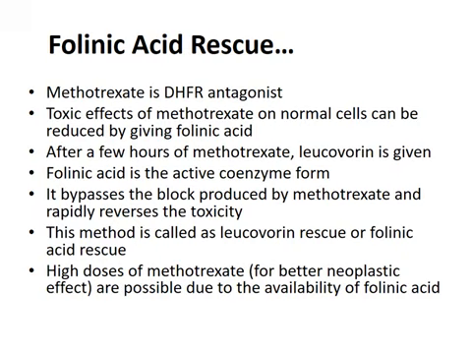To put it in text, methotrexate is a dihydrofolate reductase antagonist. The toxic effects of methotrexate on normal cells can be reduced by giving folinic acid. After a few hours of methotrexate, leucovorin is given. Folinic acid is the active coenzyme form. It bypasses the block produced by methotrexate, as we saw in the figure, and rapidly reverses the toxicity. This method is called leucovorin rescue or folinic acid rescue. High doses of methotrexate are possible due to the availability of folinic acid. We give high doses for a better neoplastic effect.